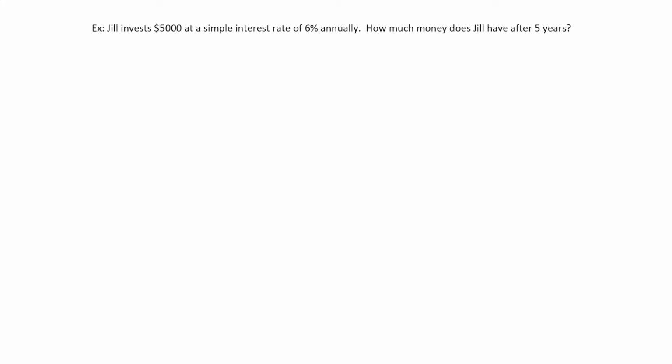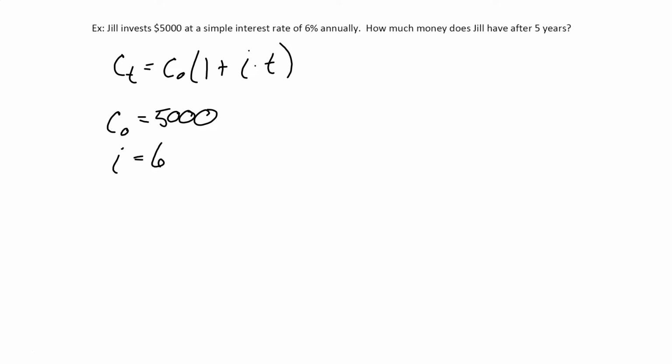Let's look at an example. Jill invests $5,000 at simple interest rate of 6% annually. How much money does Jill have after 5 years? Let's start off by writing out the formula. Let's see what information we're given in the description of the problem. So Jill invests $5,000, so that tells us that our initial amount is C0, which is $5,000. It says the annual interest rate is 6%, so our I is 6%, and we're being asked to find CT, which is the final amount, and the time of the investment, T, is 5 years.